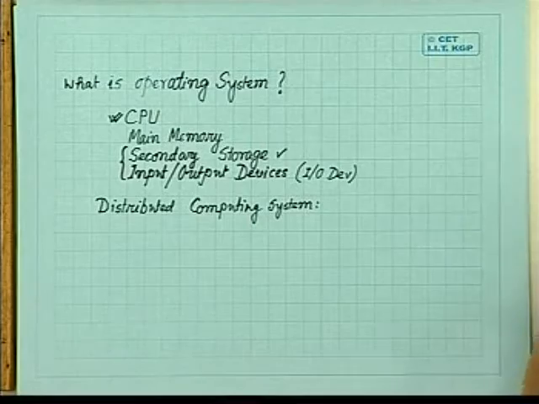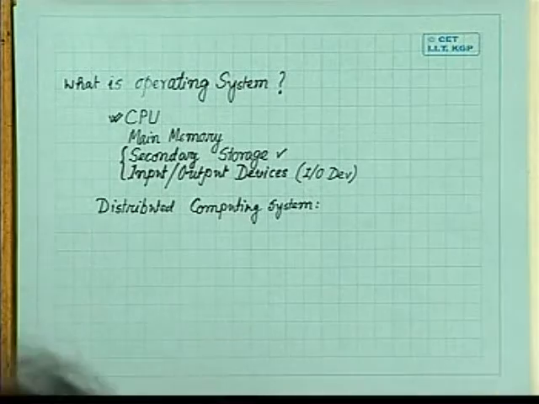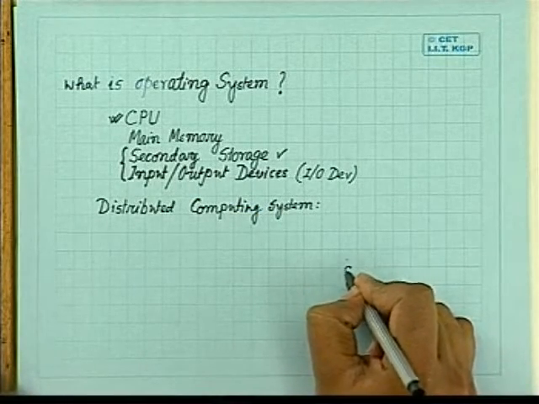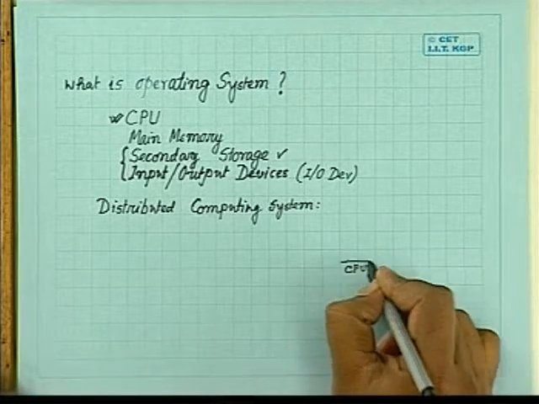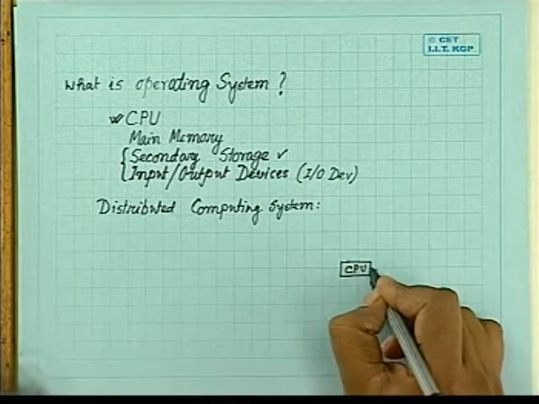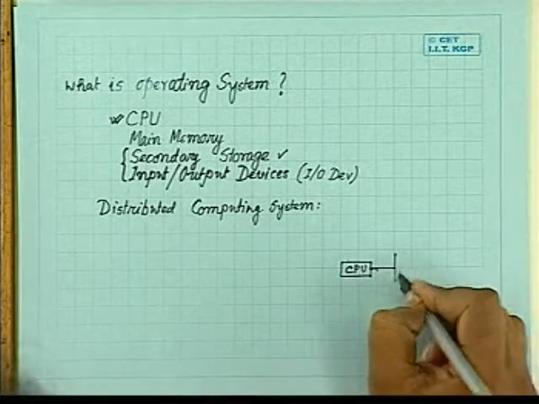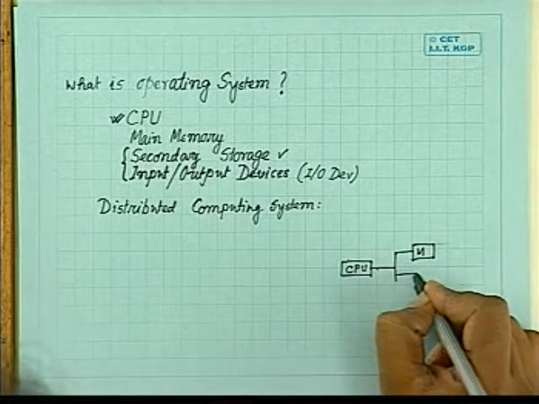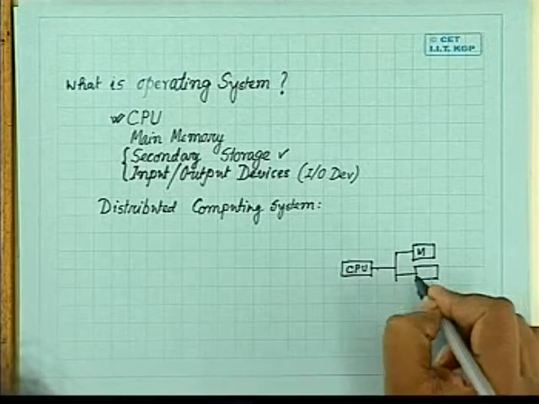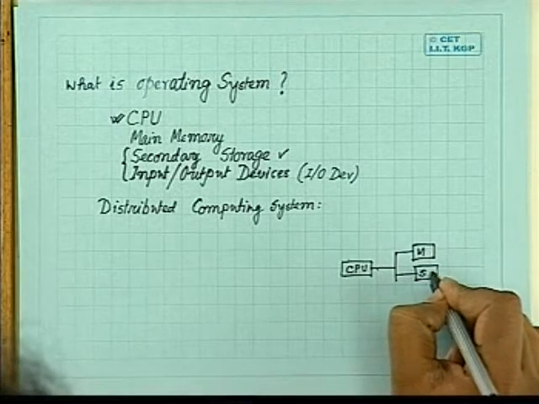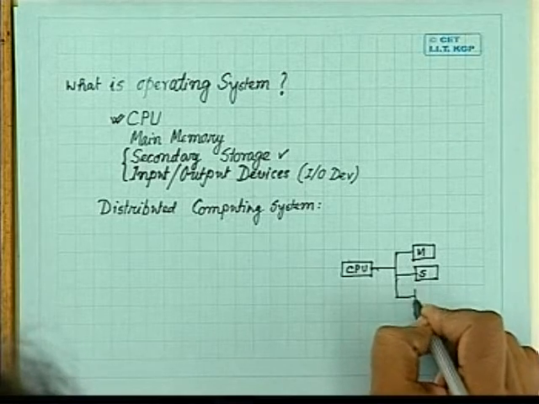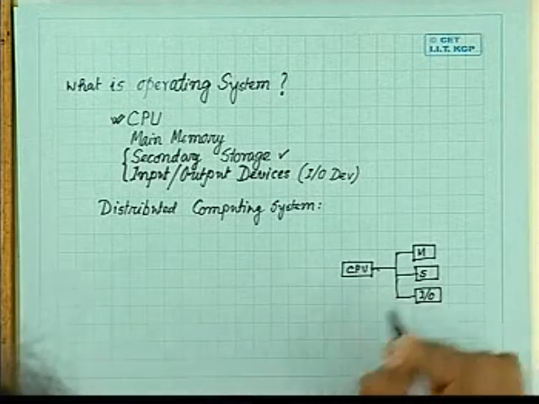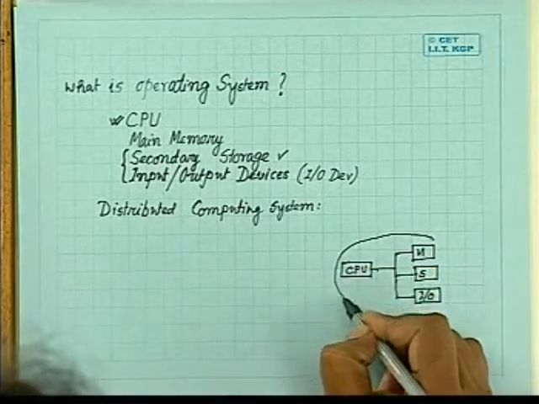Right. So when I talk about this distributed computing system, we have isolated computers consisting of, let us put in the form of a block diagram, CPU, with that I have main memory, I have secondary storage, and I also have input output devices. So this is a single computer system.